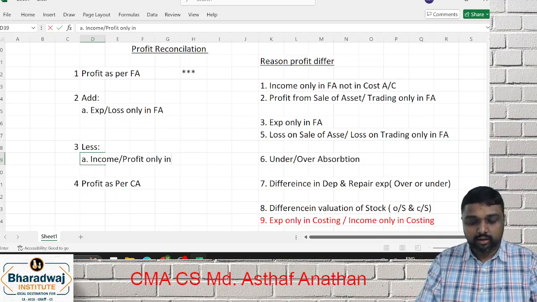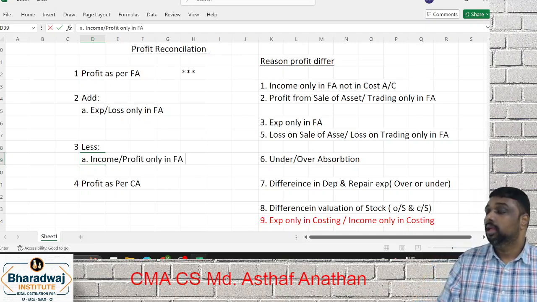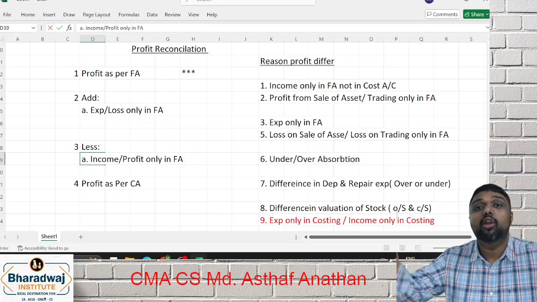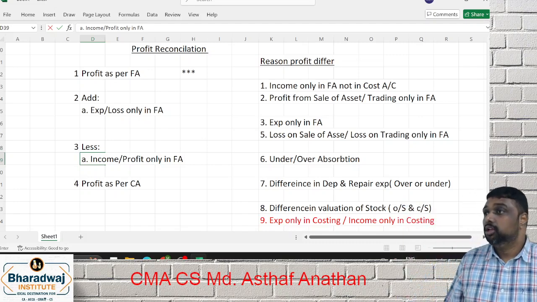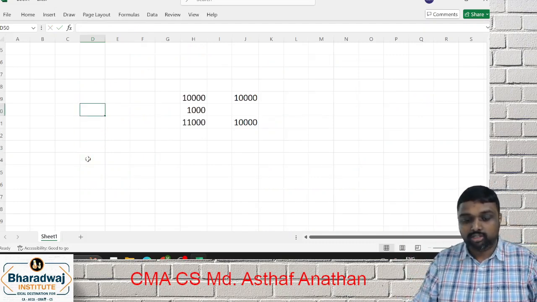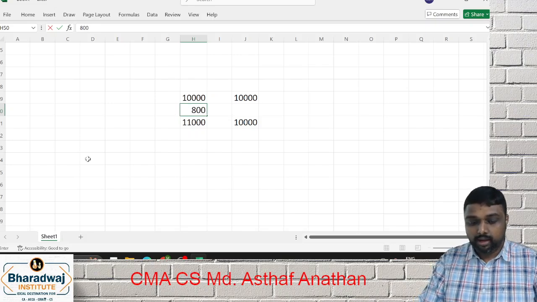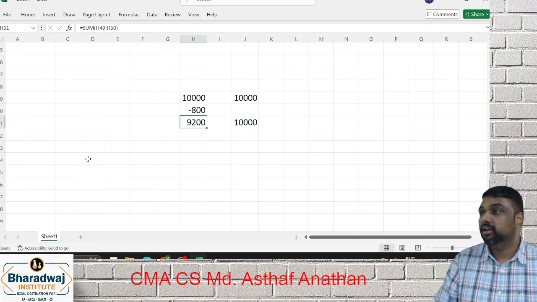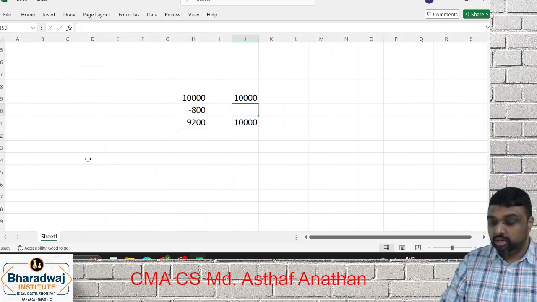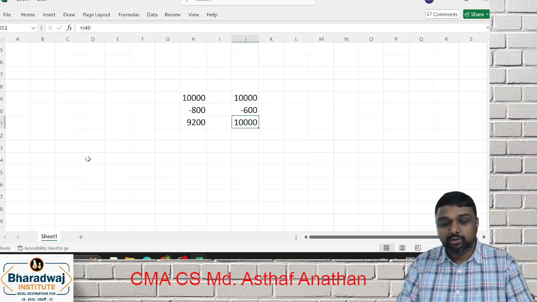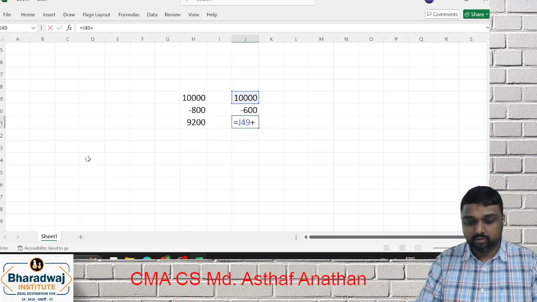So only in financial. Now we'll go for under absorption. Under absorption means you charged a lower amount in costing. I will show you an example. Here we charged 800, and here we charge 800. In costing, you charge only 600. This is costing less, under absorption. So look where the profit is less. I have given the formula.